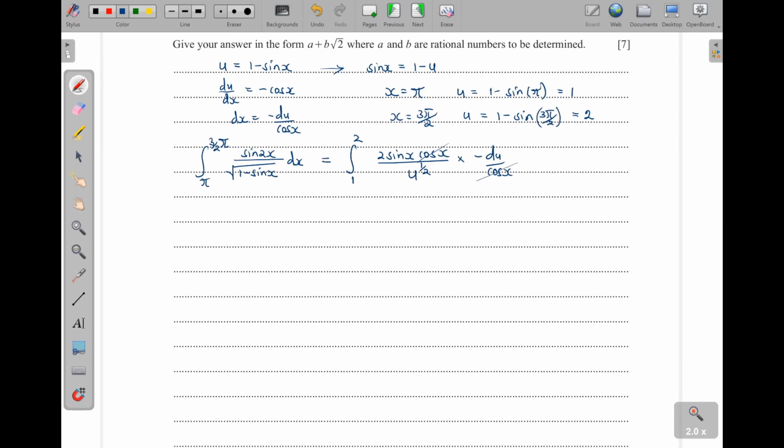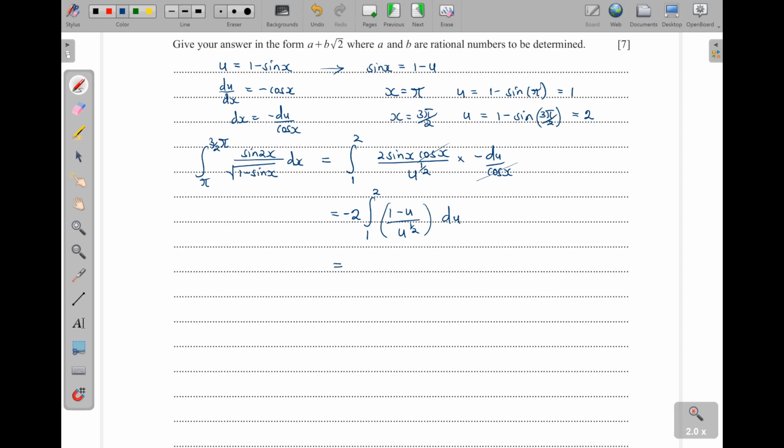Now, do you see that the cosine of x is actually cancelling with this one? Okay, then next, we are going to have this 2 here. Let me take the 2 outside. Then sine of x here is this one, I made it the subject, is 1 minus u. So I'll write 1 minus u over u to the power of a half. Then actually I will take this negative also outside here, then du.